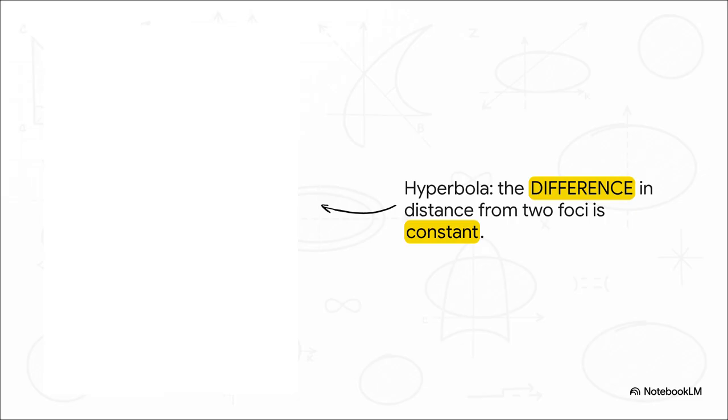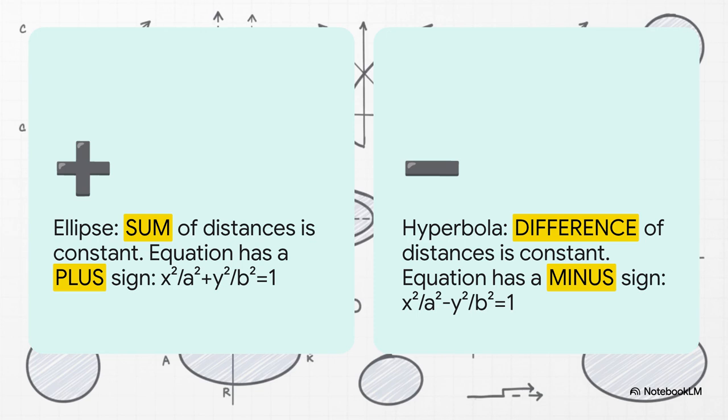And look at the equation. X squared over a squared minus y squared over b squared equals 1. It has a minus sign. That's your big signal. And this slide makes it crystal clear. This is the golden rule, okay? For an ellipse, you think sum of distances, and you see a plus sign in the equation. For hyperbola, you think difference in distances, and you see a minus sign. If you remember just this one thing, you will avoid the most common mistake in the exam hall.